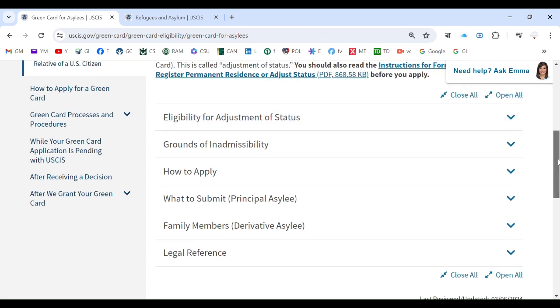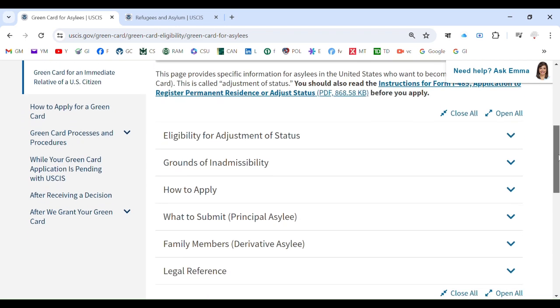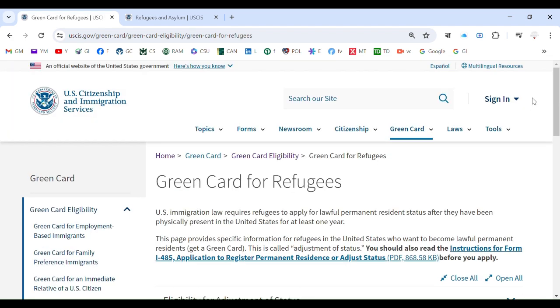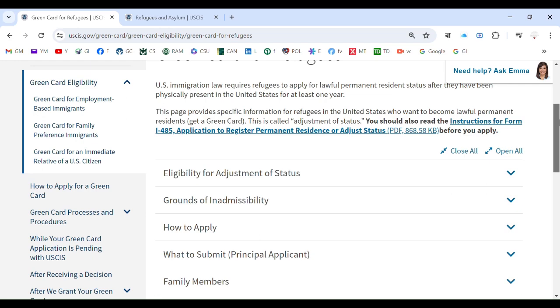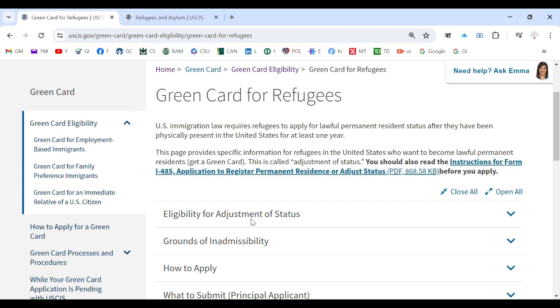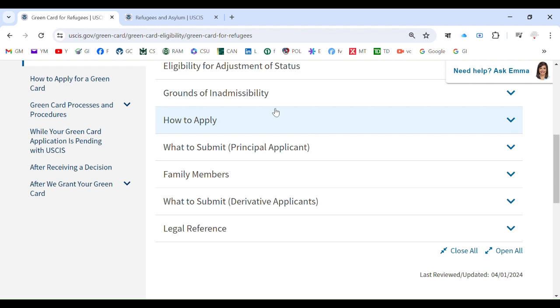Now let us go back to refugee and I will show what the factors are in refugee. If we click on refugee, the factors are almost the same as asylum. These are the factors for refugee: eligibility for adjustment of status, grounds of inadmissibility, how to apply, what to submit, principal applicant, family members, what to submit, derivative applicants, and legal reference.